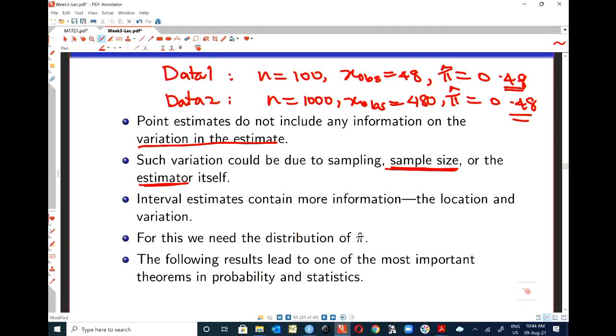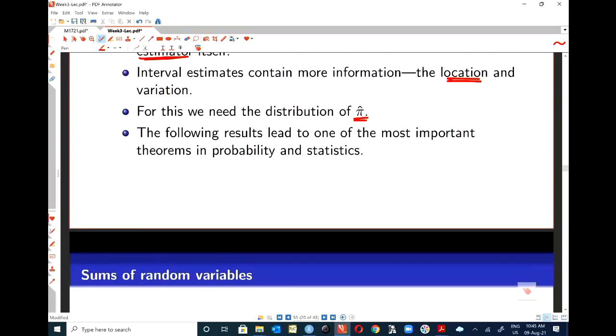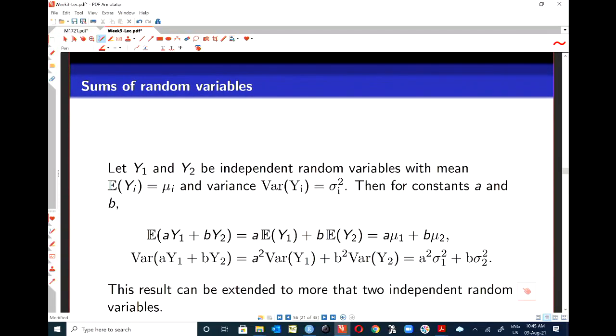So the interval estimates have this idea of location, which is what I had as pi hat here, my single point, but also the idea of variation as well. Before I can work that out, I require the distribution of pi hat here. I want to know what this distribution is, so I can then work out the likely values of this thing. So let's have a look at some results here, some math stuff.